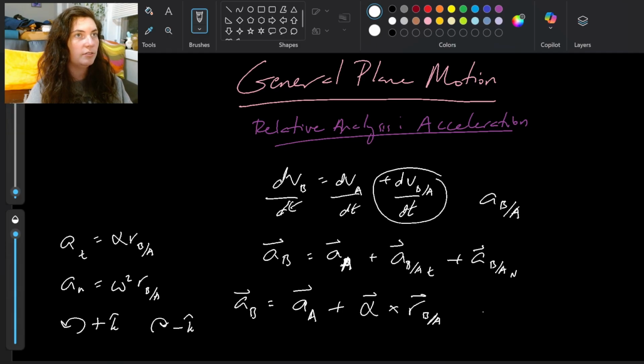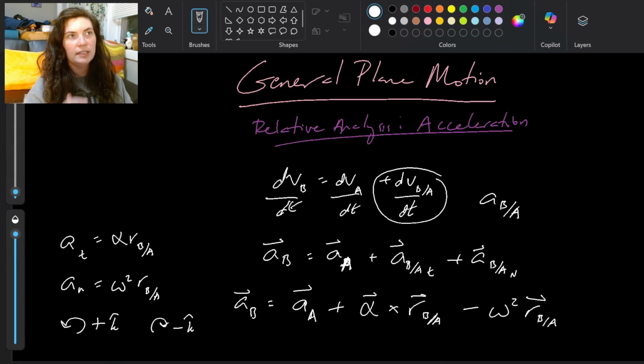And then finally, for this normal component of the acceleration, we're going to have minus omega squared, which is just going to be the magnitude of omega squared. It's not the vector form. It's just the magnitude of omega squared times the vector r of B with respect to A.